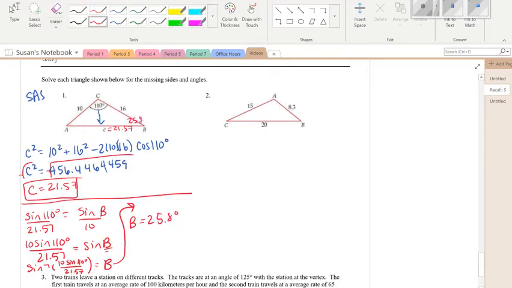And then, of course, to solve for angle A, 180 minus 110 minus 25.8 degrees gives us angle A, which is equal to 44.2 degrees.